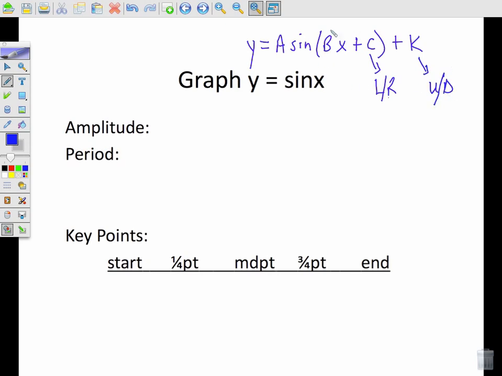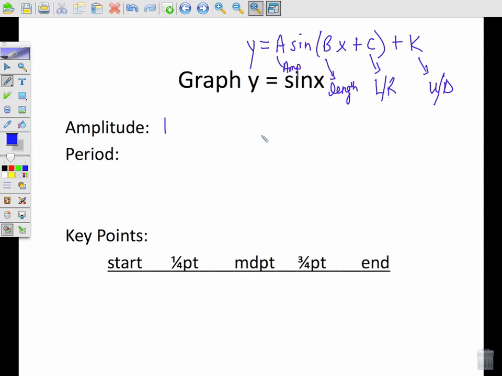The b helps us tell the length of it, and a is amplitude. And that's really the case for all of our trig functions. So amplitude here would be the coefficient in front, so my amplitude is 1.